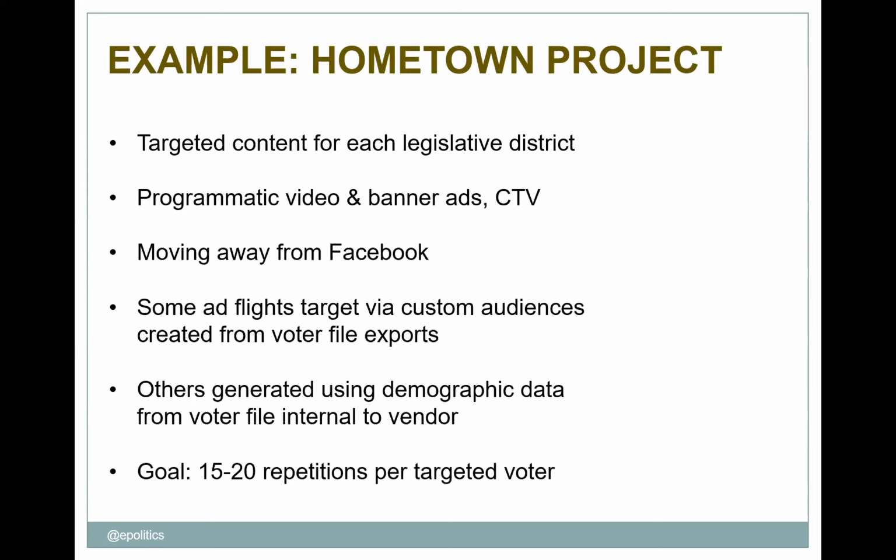The client would give us a list of priority voters and we would hit them, but then I would broaden it using demographic data from the voter file so that I would have one set of ads targeting the custom audience and another set of ads targeting, say, Democratic leaning voters who are medium likely to go to the polls and hence need a nudge. And the goal there, as I've been talking about, is going to be 15 to 20 repetitions per targeted voter.